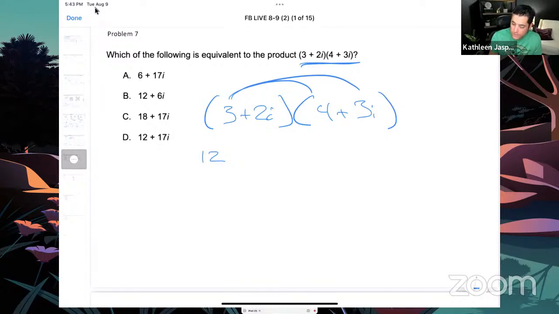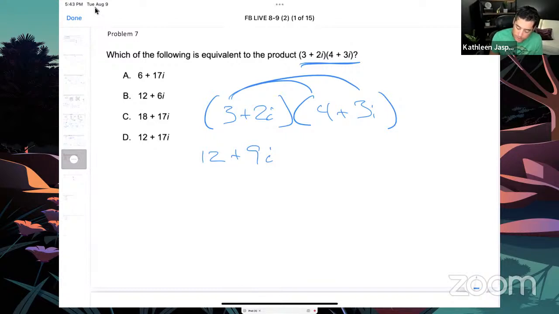Treat the i as a variable. So we're not doing anything to it yet. It's just like saying 3x or 3a or 3y. It's just 3i. So 3 times 3 is 9. And then our i hangs on there. So that's good. We're done with 3.